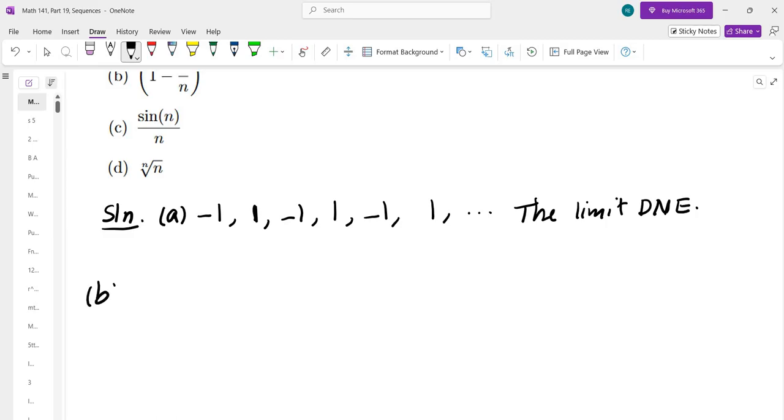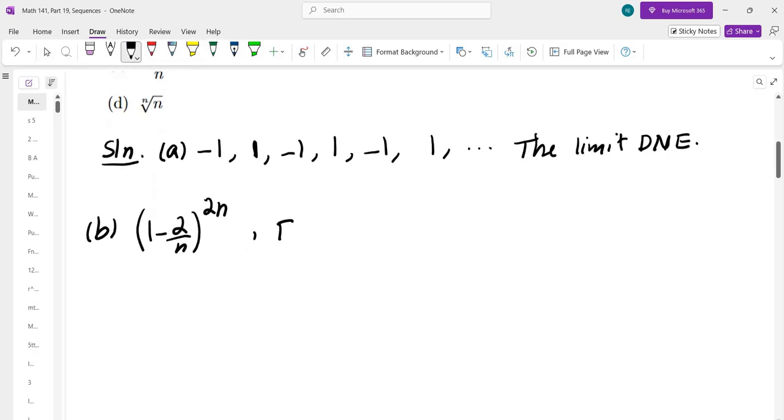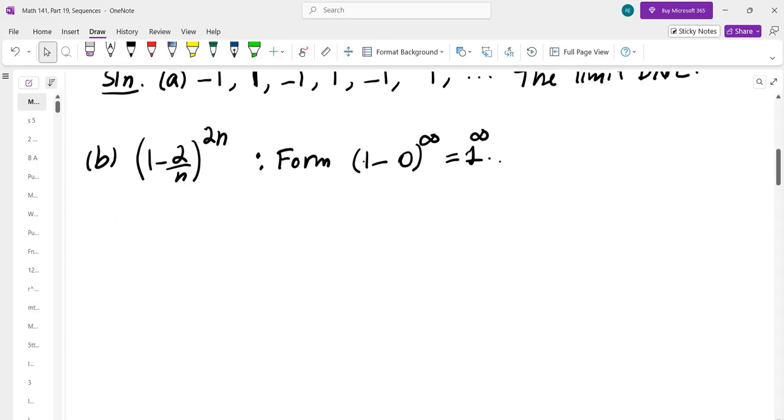Okay, let's look at the next example. The next one is (1 minus 2 over n) to the power of 2n. Well, let's see what happens if we plug in infinity for n. We get 1 minus 2 over infinity, which is 0, to the power of infinity. So this is 1 to the infinity, which is an indeterminate form. So we'll have to use L'Hopital's rule after taking the natural log.